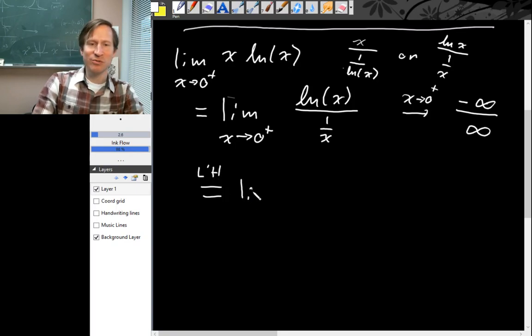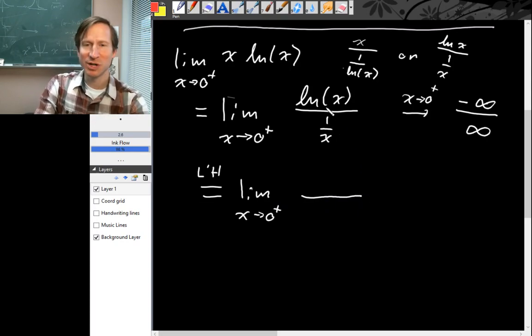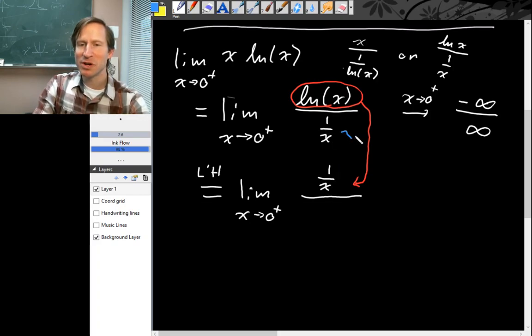So using L'Hopital's rule, we get the limit as x goes to 0 from the right of, okay, so remember how L'Hopital's rule works. You take the derivative of the numerator. Now we're not doing the quotient rule. We aren't taking the derivative of the whole thing. We're using L'Hopital's rule, which says take the derivative of the numerator and denominator separately. So the derivative of natural log x is 1 over x. And the derivative of 1 over x, well, remember 1 over x is really x to the minus first. And the derivative of x to the minus first is minus x to the minus second.